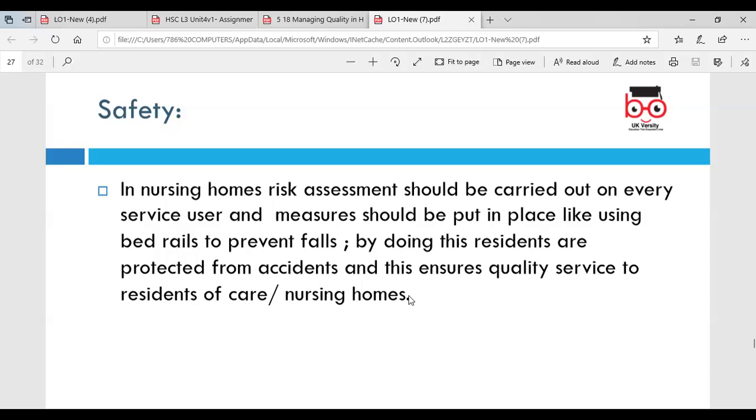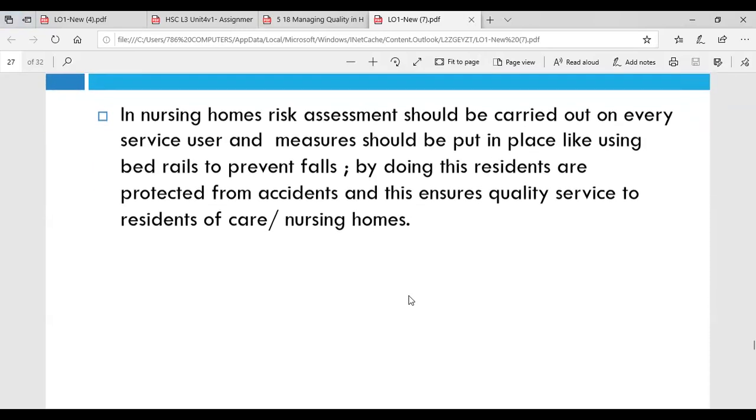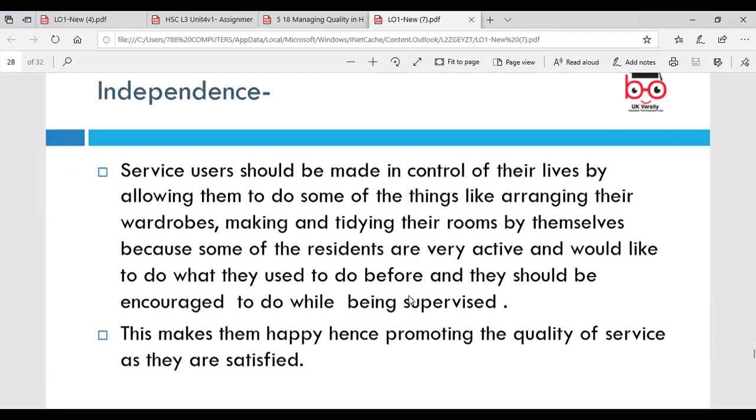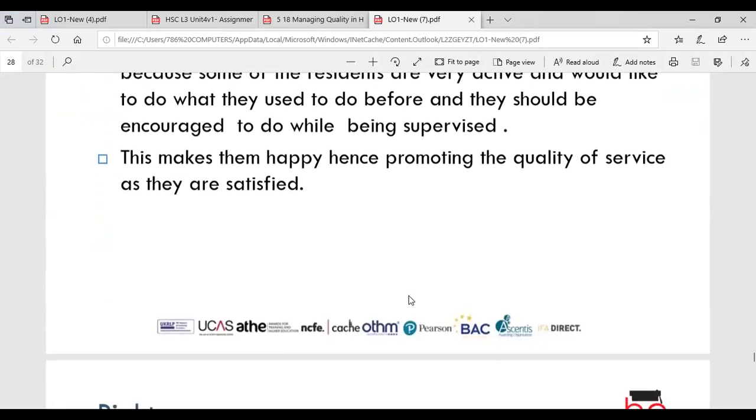And obviously, when they're vulnerable adults, you have to make sure that their safety is not compromised. And then coming towards independence, this is for making them take control over their lives. This is to allow them to do simple things that they like doing, like tidying their rooms by themselves, with the complete safety that needs to be in place. If they're active and working towards improving their lives, it gives them a sense of self-achievement, and they could be supervised in it also, and it makes them happy. And you're providing quality of service and they're satisfied.